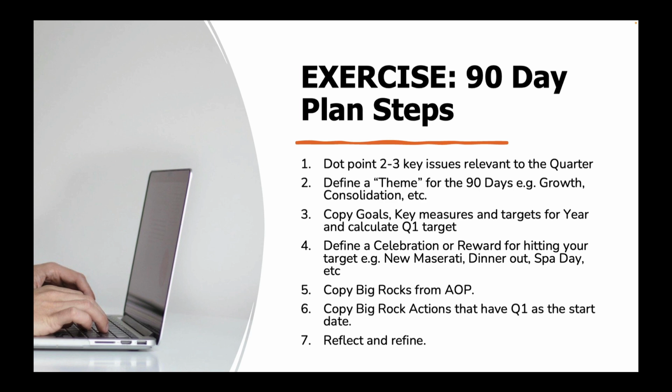All right, the next step we do, copy your big rocks from your annual operating plan. Okay, so just copy the big rocks in, and then once you've got the big rocks, I want you to go back to your annual operating plan and remember when we put in the timing in the last section of the annual operating plan, and I said just put the quarters in, Q1, Q2, Q3. So you just go and find the quarters that have a Q1 in them, and you copy across the actions and the strategies under each big rock for only the actions that have a Q1. So don't copy everything across, just the ones that have a Q1 start date in them, right?